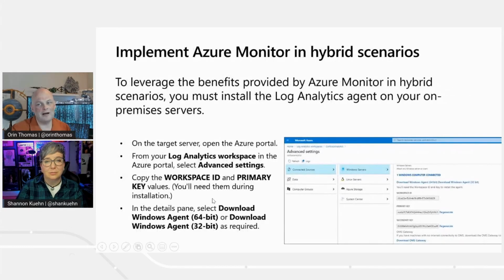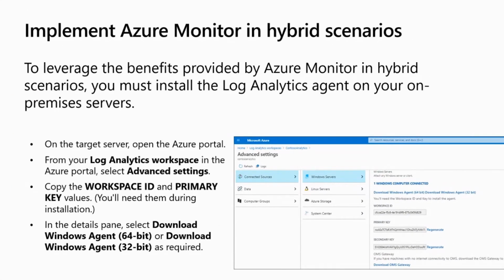Okay, so tell me about implementing Azure Monitor in hybrid scenarios. So you'll want to make sure that you go into your Log Analytics workspace and select the advanced settings. You have to install the Log Analytics agent on the server on-prem or in your hybrid scenario in order to get that data sent to Azure Monitor. So if you go into the Log Analytics workspace, you go to the advanced settings, you get the workspace ID and the primary key. You wind up using those during the installation.